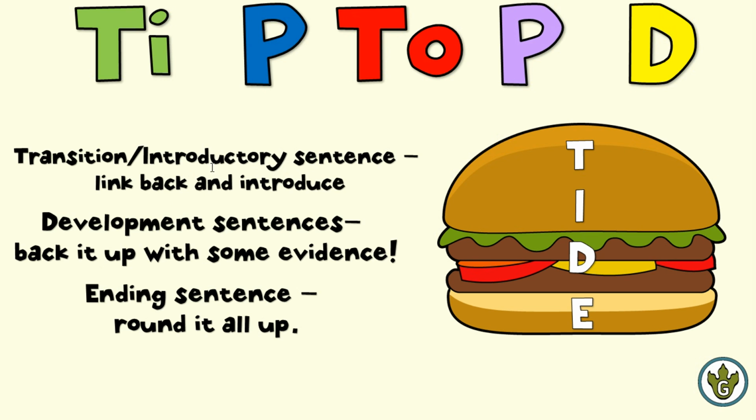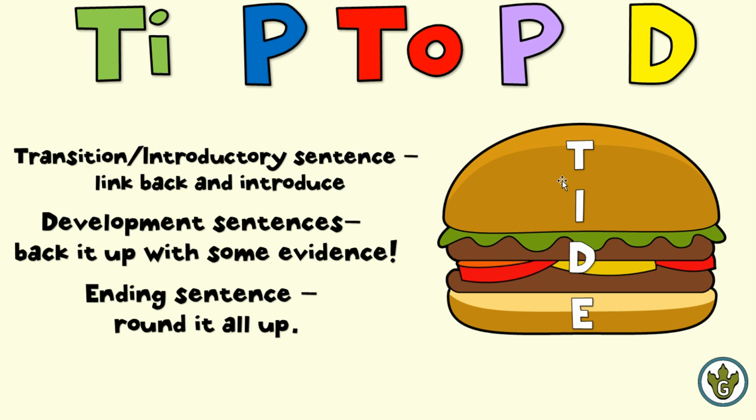And that is basically, you need to link back to your last paragraph, or you need to introduce the topic. Yeah? Number 2, you create your development sentences. Now, that's your meat in the middle, and this is where the meat of your writing comes in. So these are where all your ideas come together, linked to the topic sentence at the start, this introductory sentence, not linked to something else.